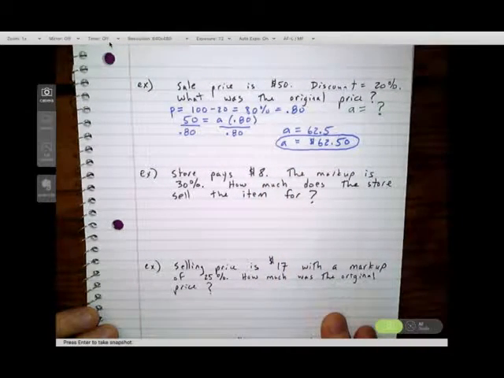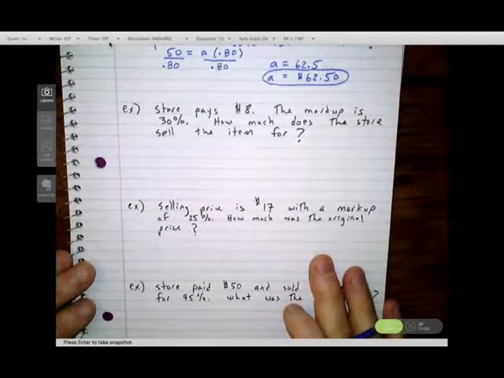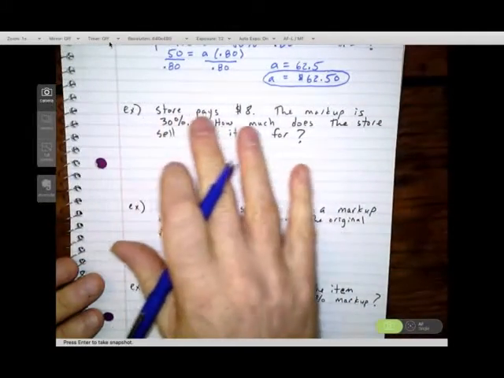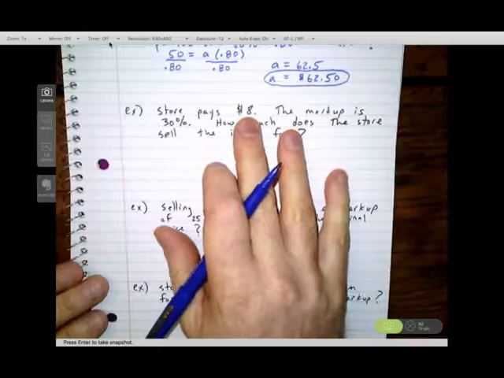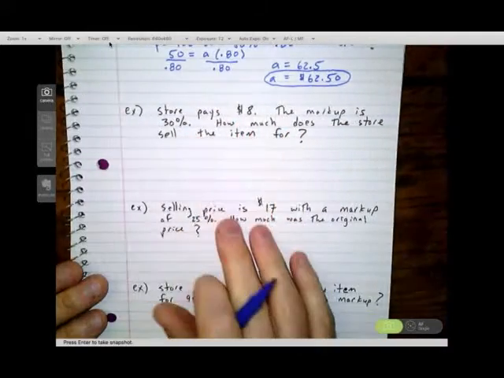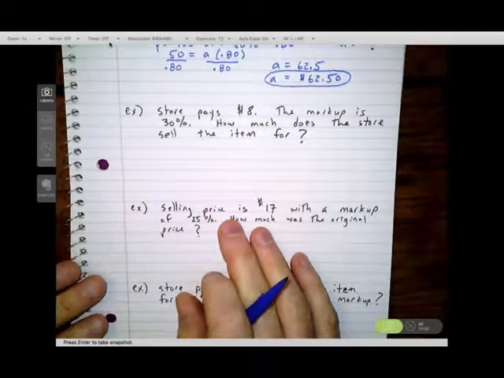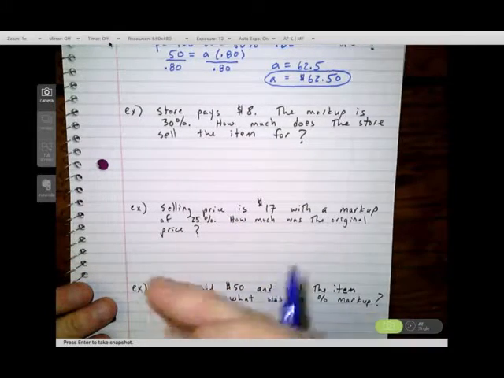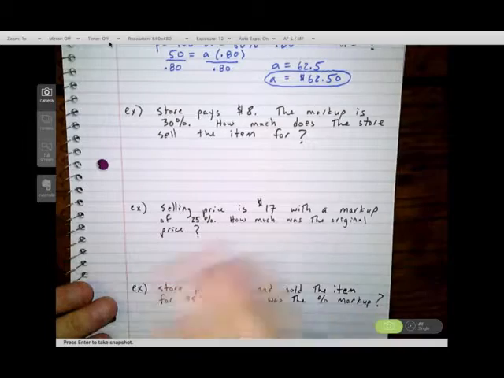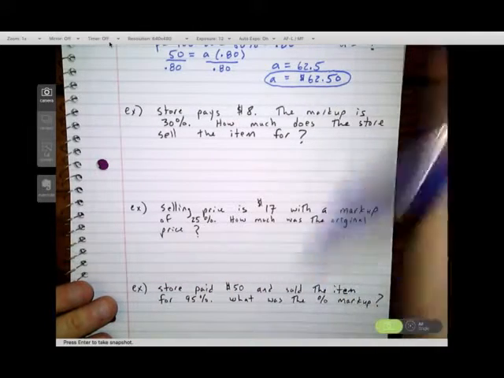Okay, let's look at a markup here. The store buys an item for 8 bucks. Excuse me, the markup is 30%. How much does the store sell the item for? This is how the store makes their profit. They buy something at wholesale and then they mark it up and sell it to the consumer.